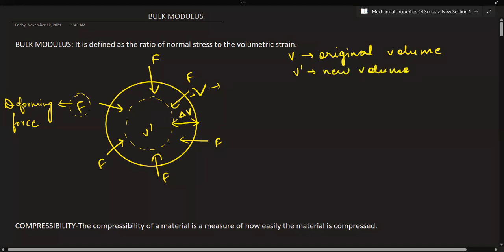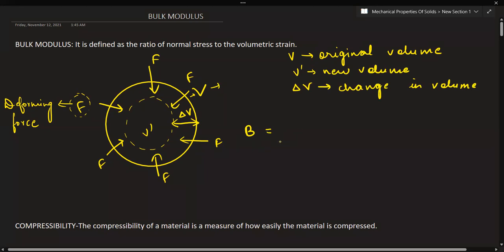So there has been a decrease, a change in this volume, this much portion. So delta V is the change in volume. So bulk modulus, or sometimes it is represented by K, but let us take it as B. B is the bulk modulus.